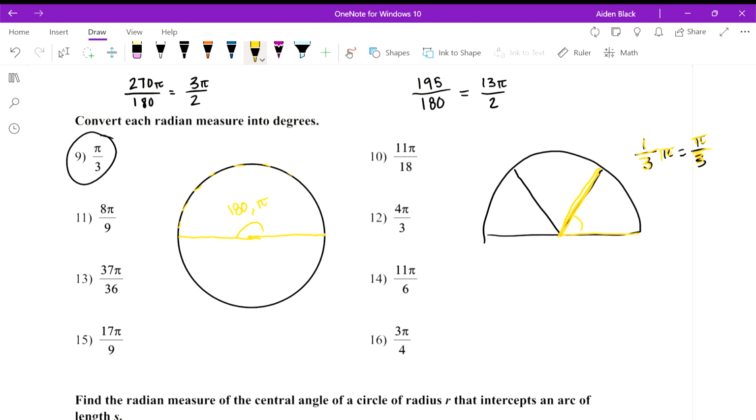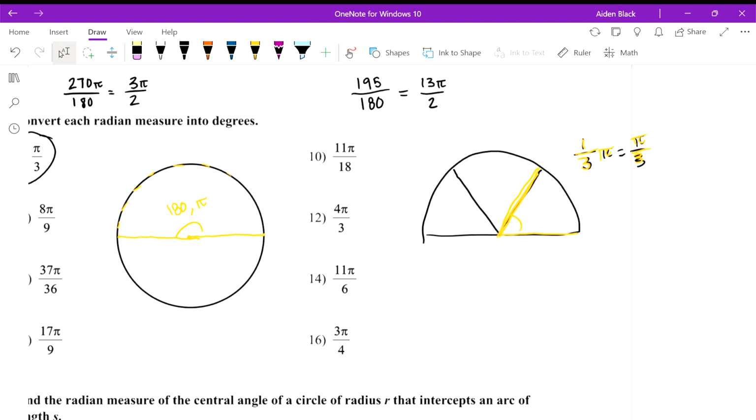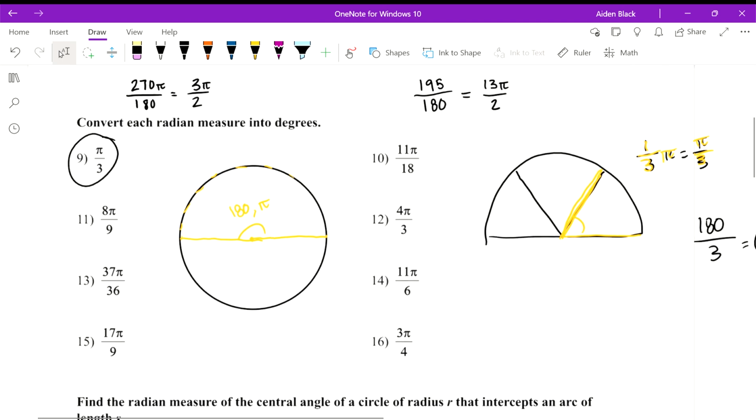Now, how many degrees is that? Well, think about it. If half a circle is 180 degrees, what's a third of 180 degrees? Or what's a third of half a circle? All you do is take 180 and you divide it by 3, which gives you 60 degrees. Okay, let's try with another one of these.